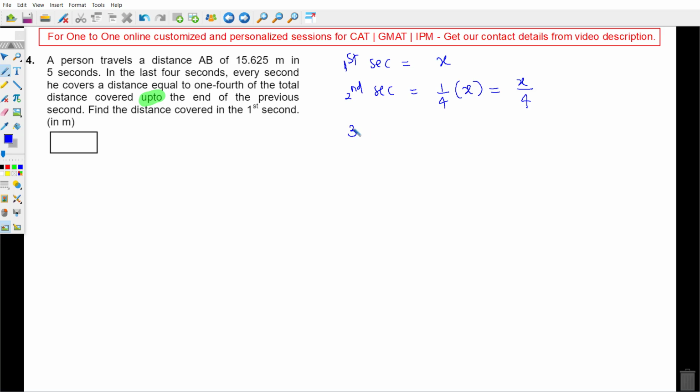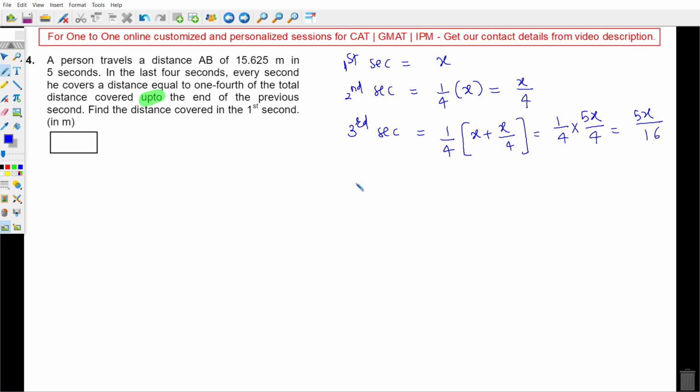Now in the third second, how much distance is he going to cover? 1/4 of the total distance covered in the previous 2 seconds, that is x plus x by 4, multiplied by 1/4. So this is 1/4 into 5x by 4, that is 5x by 16, the distance covered in the third second.